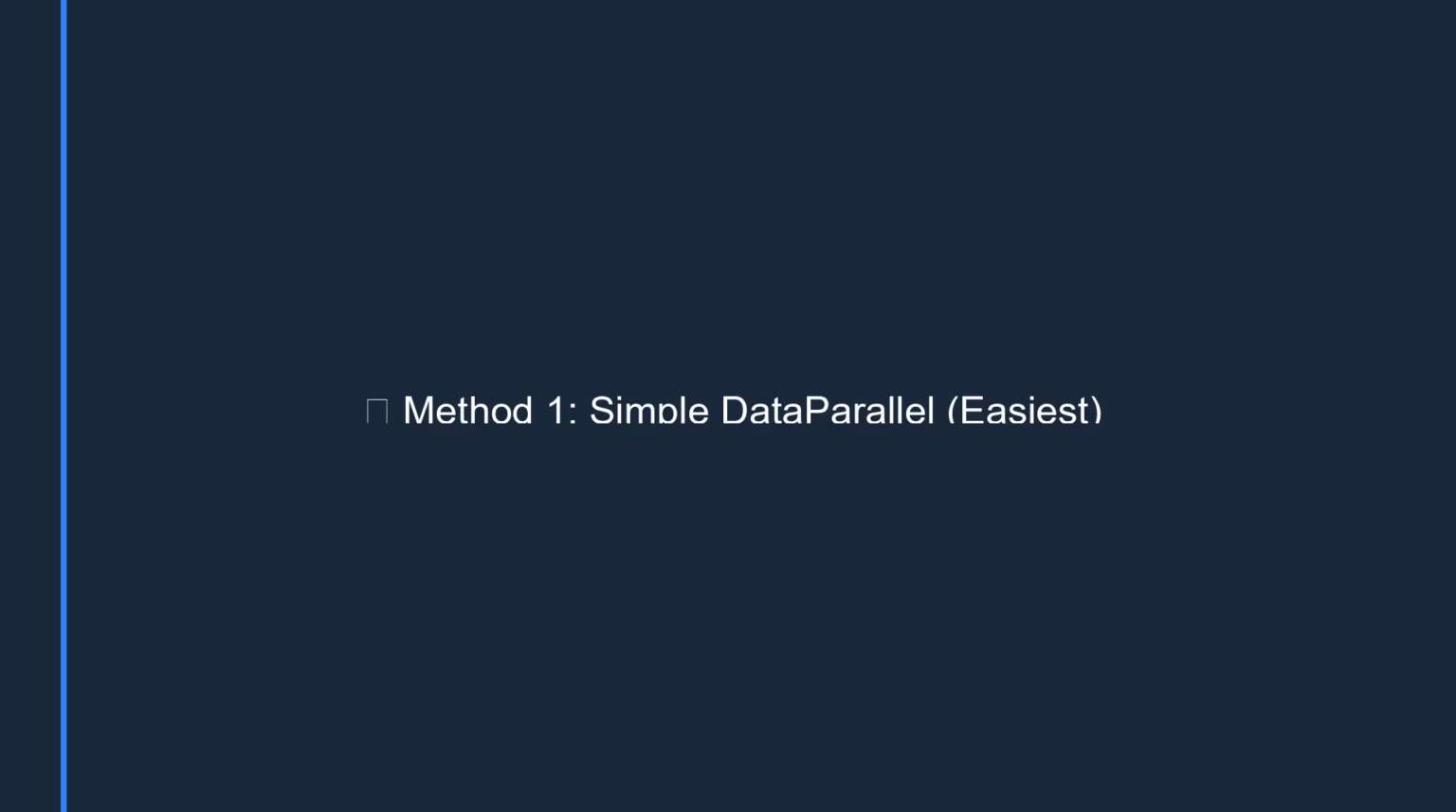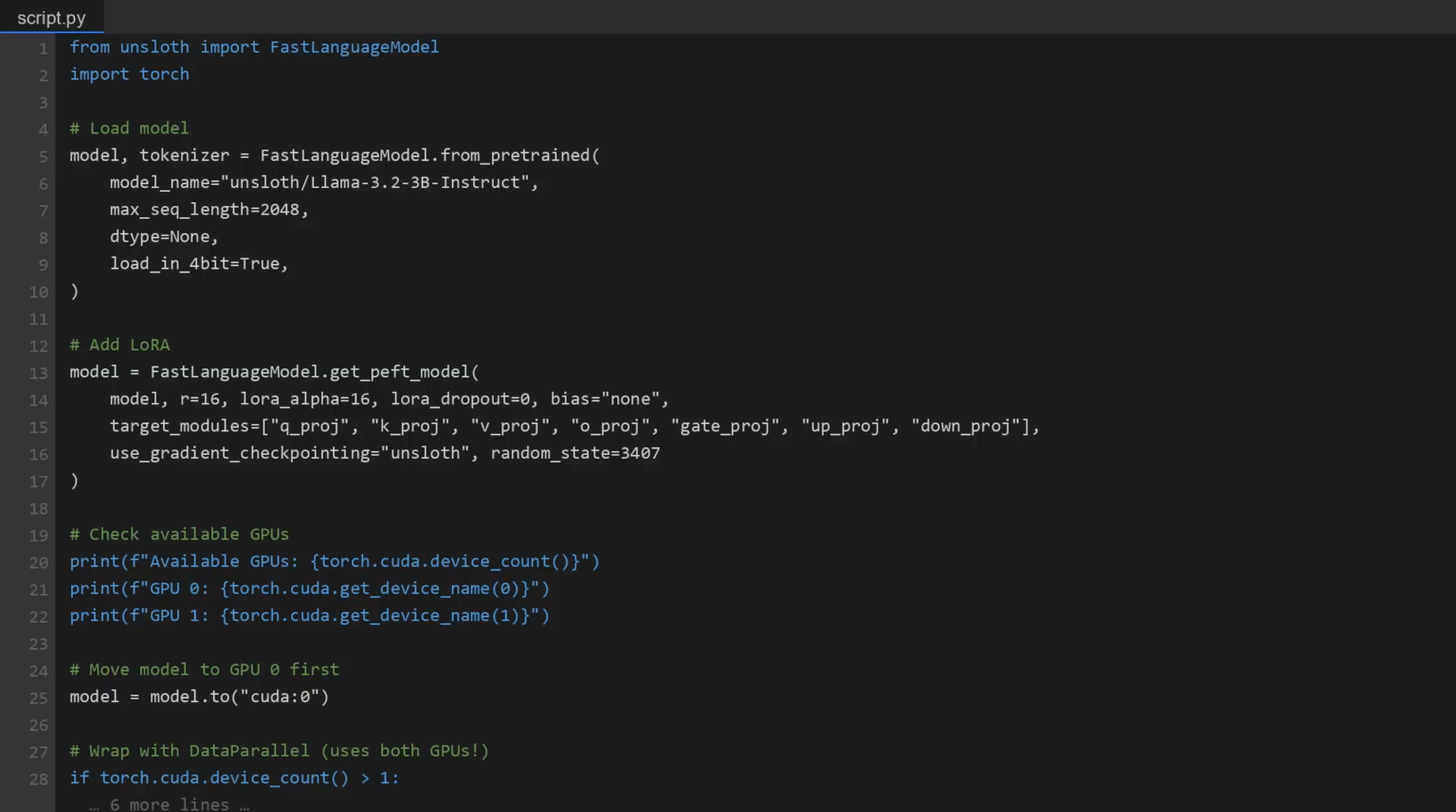Method 1: simple data parallel, easiest. Here's the data parallel setup from start to finish. The first block loads your model and tokenizer through Unsloth's FastLanguageModel, with 4-bit quantization enabled to keep memory usage manageable across both GPUs. Then LoRA is applied. The r, lora_alpha, and lora_dropout parameters control how aggressively the model adapts during fine-tuning. Nothing unusual here compared to single GPU training.